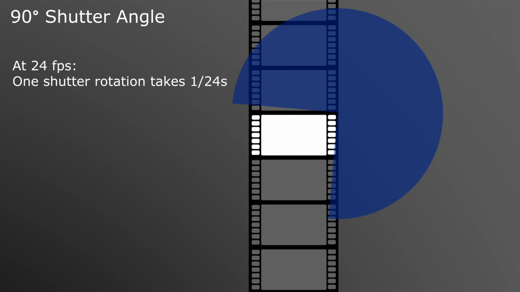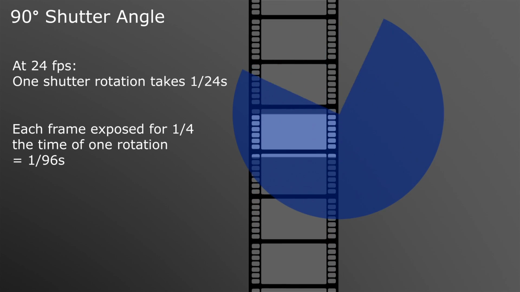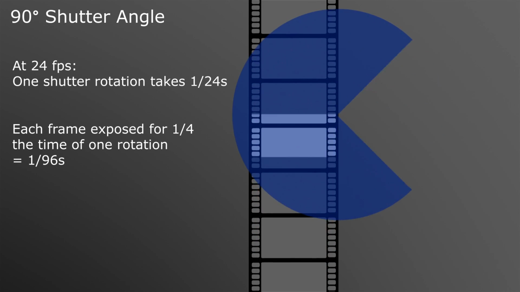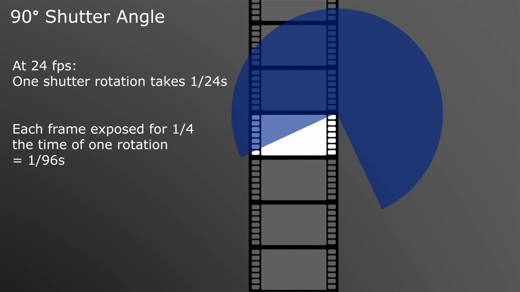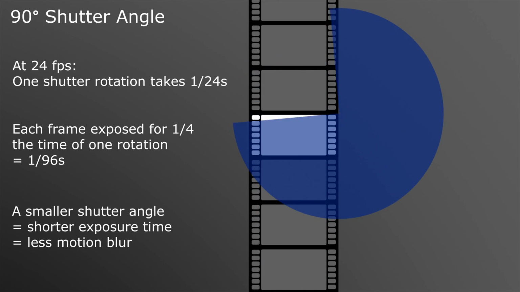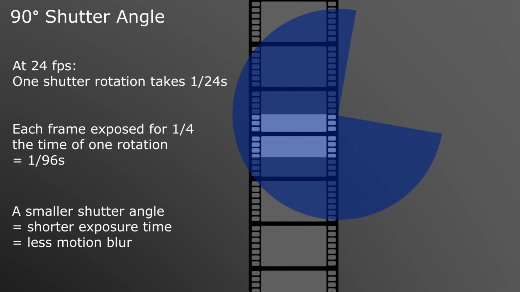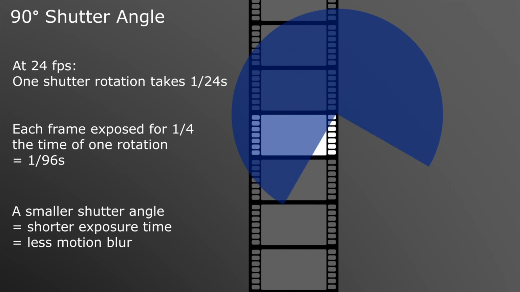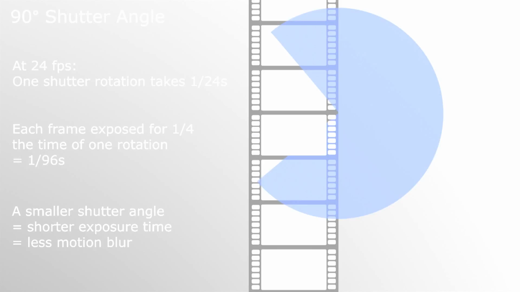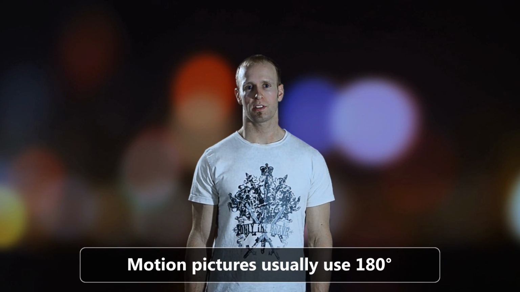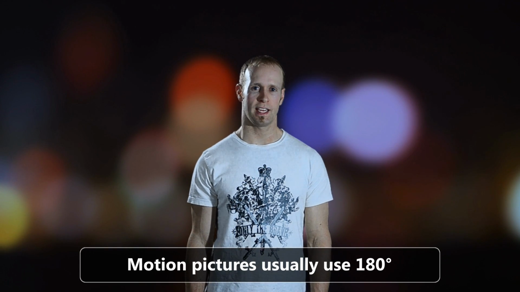In this case, the frame is exposed for a quarter of the time it takes the shutter to do one full rotation, which is 1/96th of a second. With a smaller shutter angle, the cutout is smaller, leading to a shorter exposure time per frame and therefore to less motion blur. In motion pictures, the most commonly used shutter angle is 180 degrees.